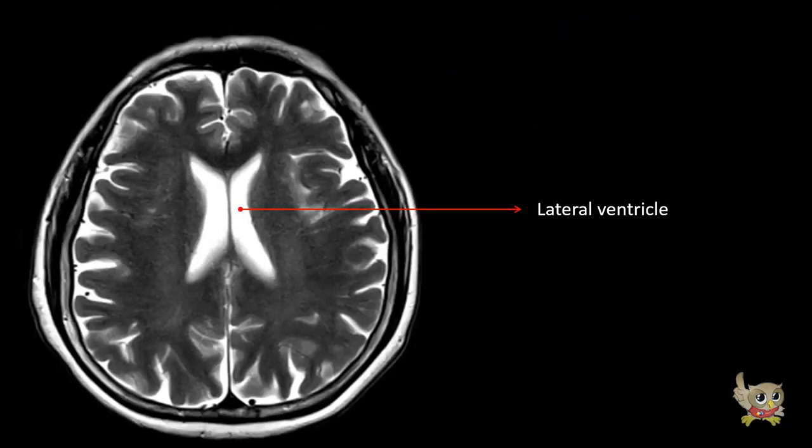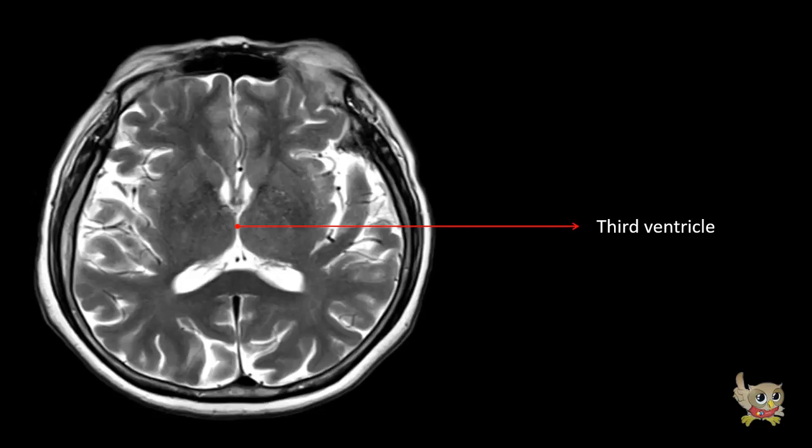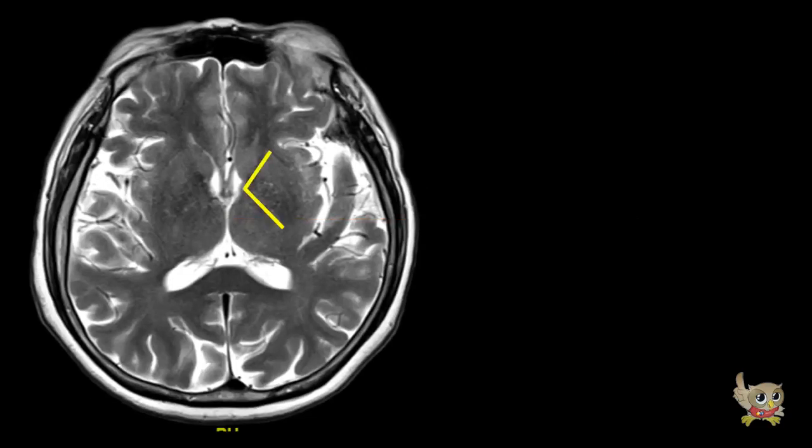This cut demonstrates the lateral ventricle. This is the third ventricle. This is an axial cut at the level of the subcortical nuclei. A nucleus is a collection of neuronal cell bodies found in the central nervous system. The caudate nucleus is the lateral border of the lateral ventricle.